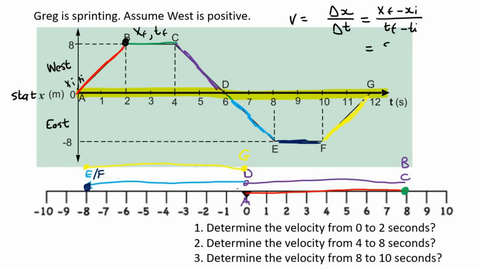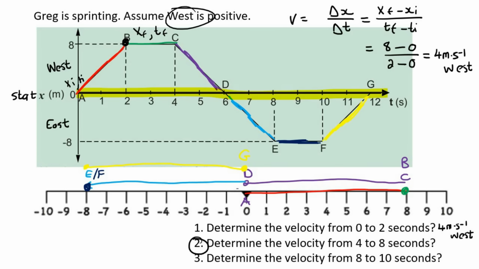And so that's going to be 8 take away 0 over 2 take away 0. And so that's going to end up being 4 meters per second. And then because it's positive and west is positive, we should say west. So let's just say here 4 meters per second, and that is west.